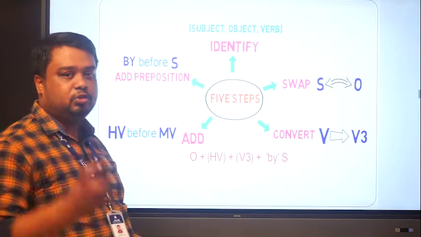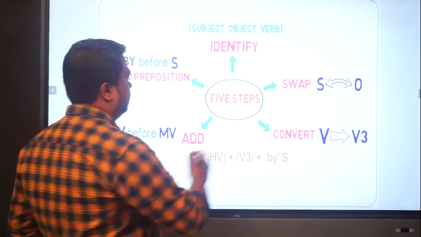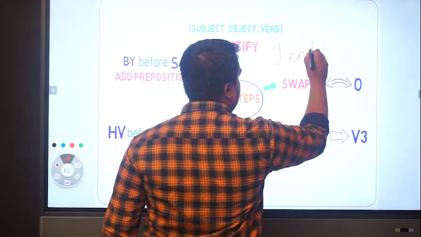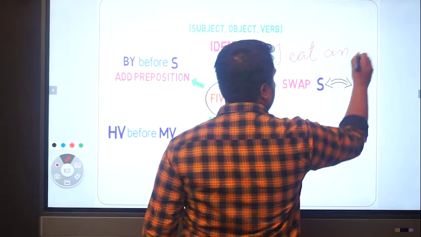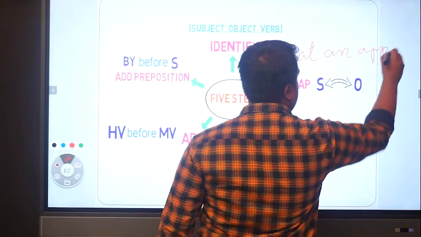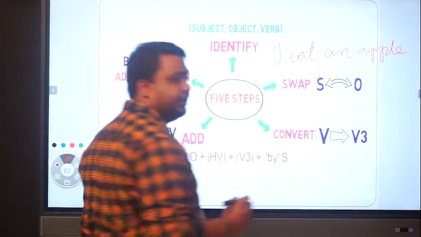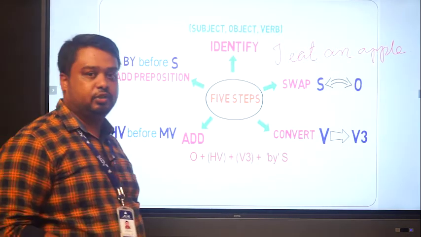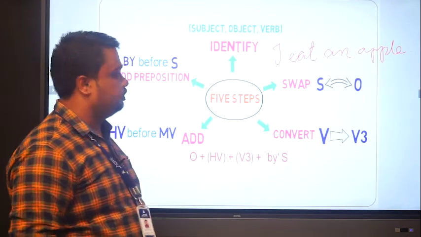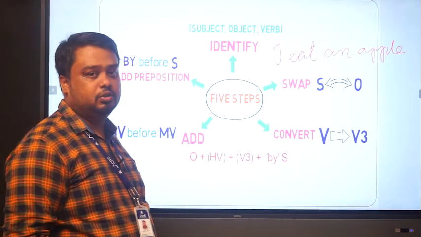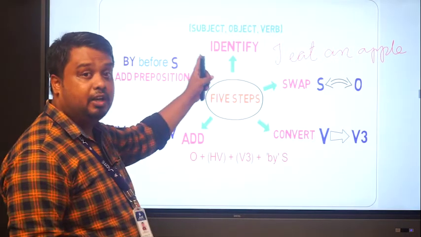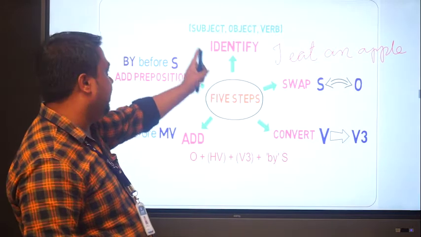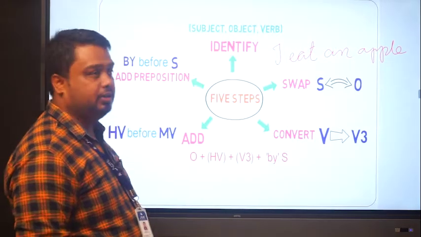Now let's learn the 5 steps. Before that, I'm just going to write a sentence: "I eat an apple." This is an active voice sentence. We are going to convert this sentence into passive. What is the first step? Identify. What do we have to identify? We have to identify subject, object, verb, right?